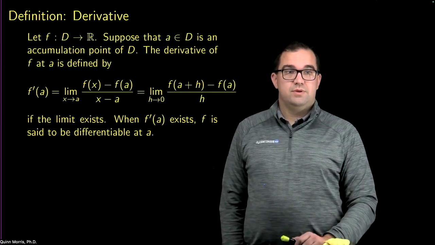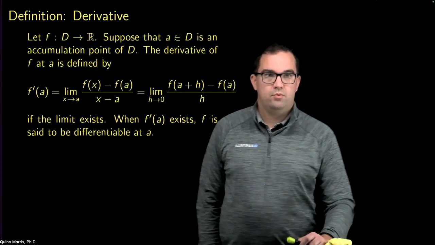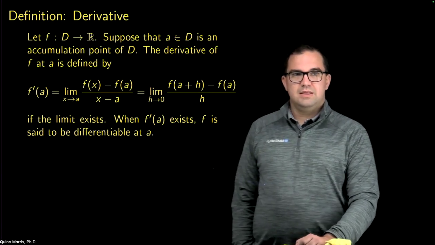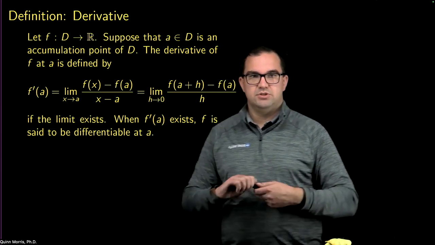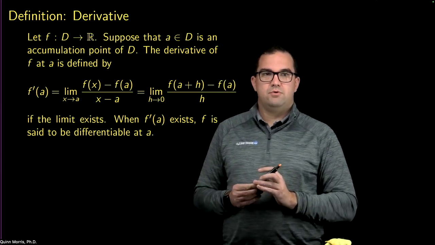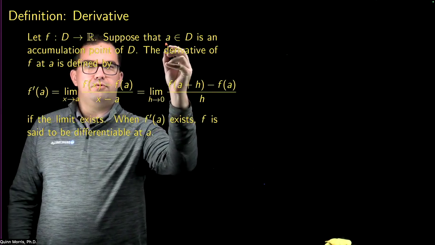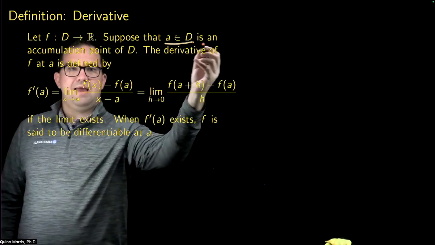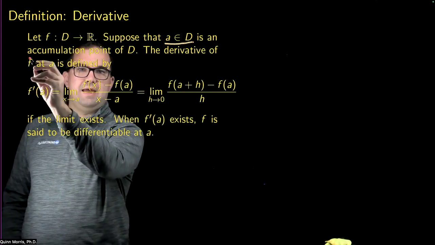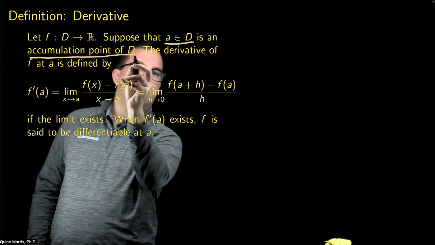When that limit exists, when f prime of a exists, then f is said to be differentiable at the point a. So let's first look at a few different elements of this definition. The first thing I want to remark on is that here we are requiring both that a is an element of the domain and that a is an accumulation point of the domain.